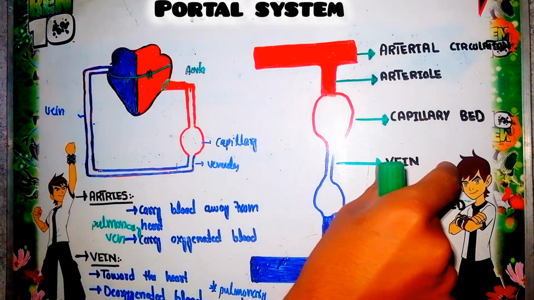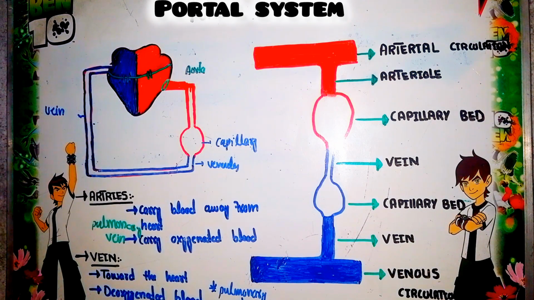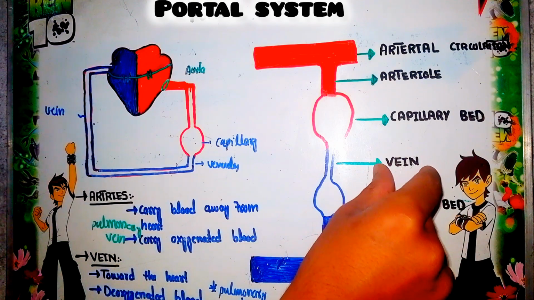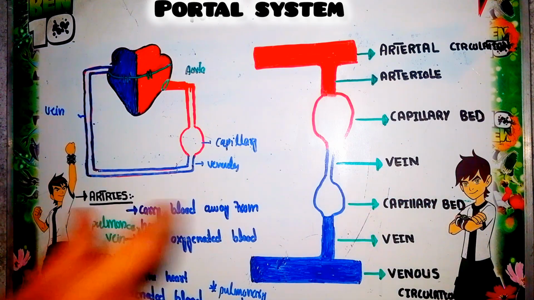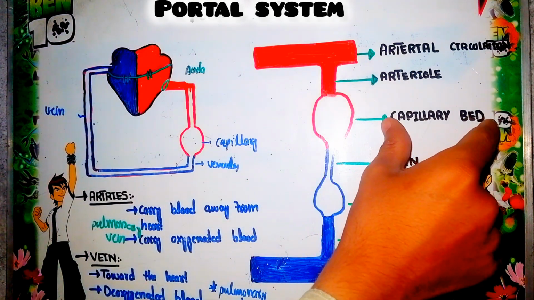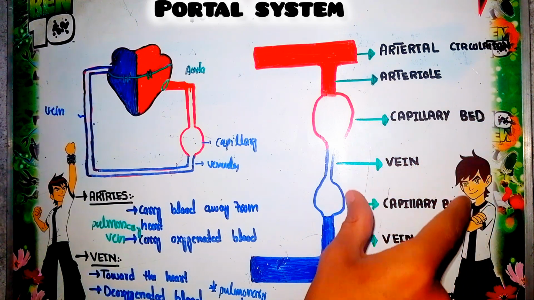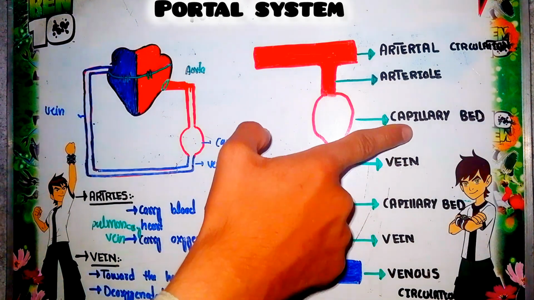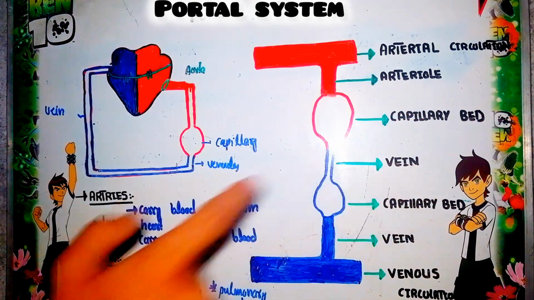Now one of the definitions of the vein is that it goes towards the heart or that it contains deoxygenated blood. But the one characteristic definition of the vein is that it moves towards the heart. But this vein, instead of going towards the heart, will enter into another capillary bed. So it means that the vein that arises from one capillary bed goes towards another capillary bed. You can say the vein will start from one capillary bed and end with another capillary bed.